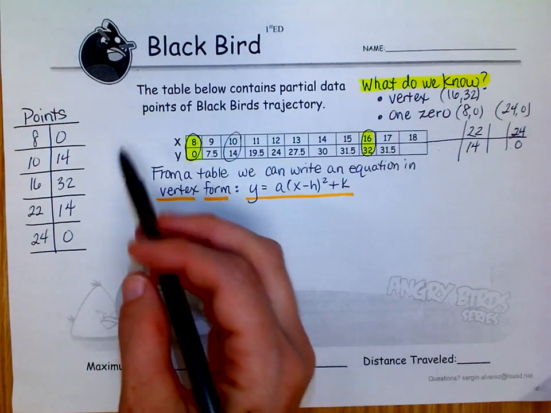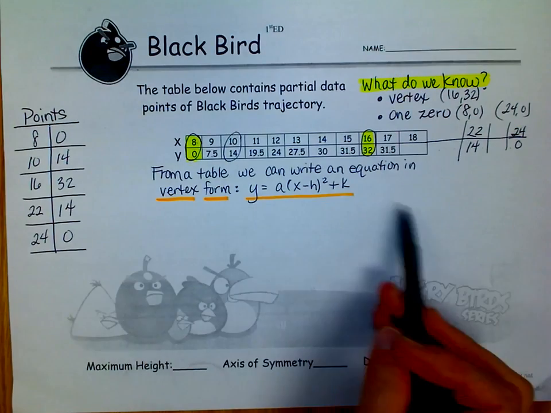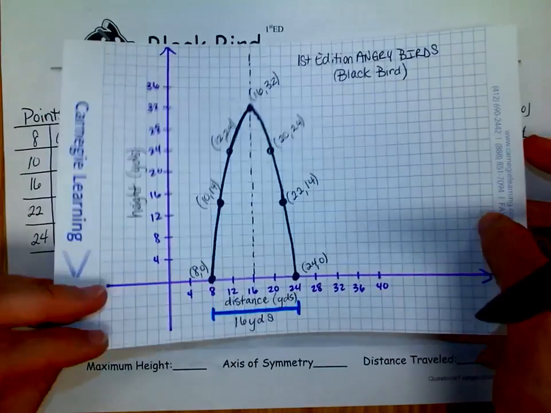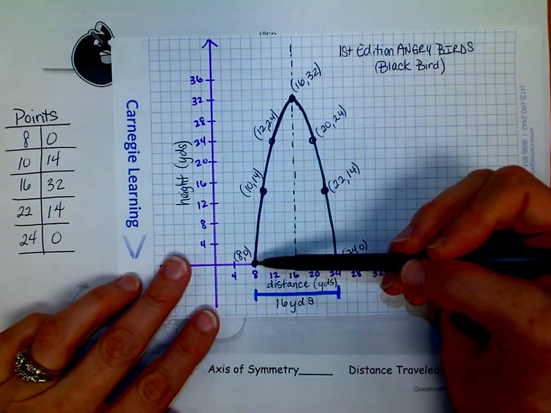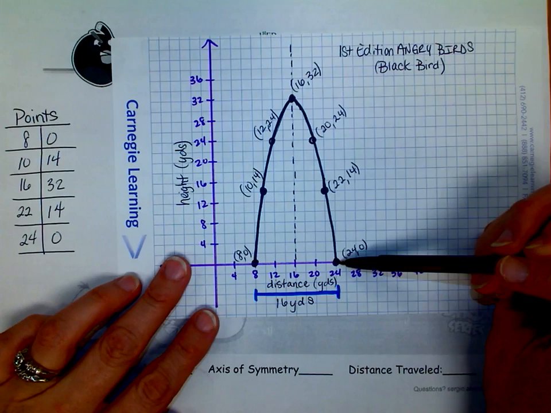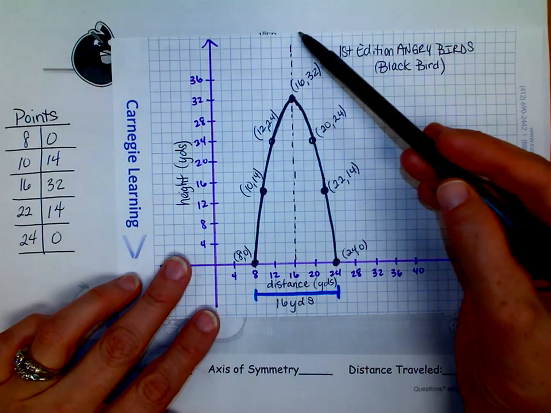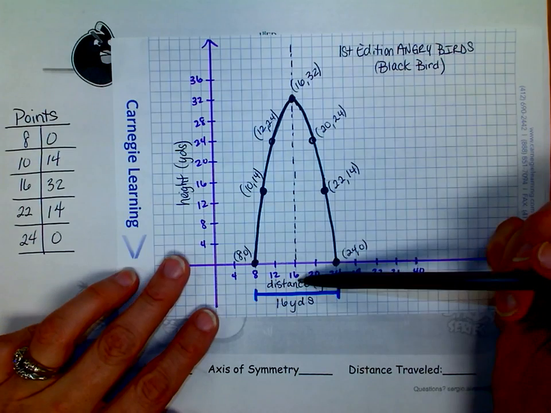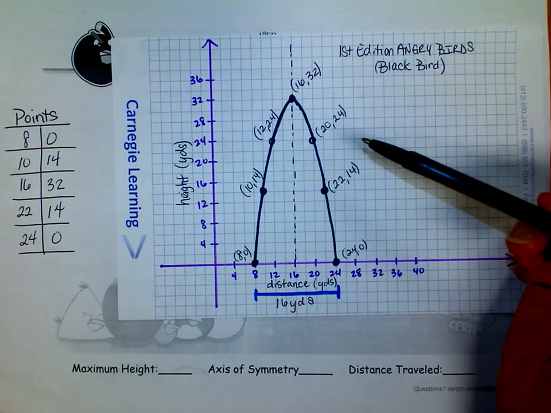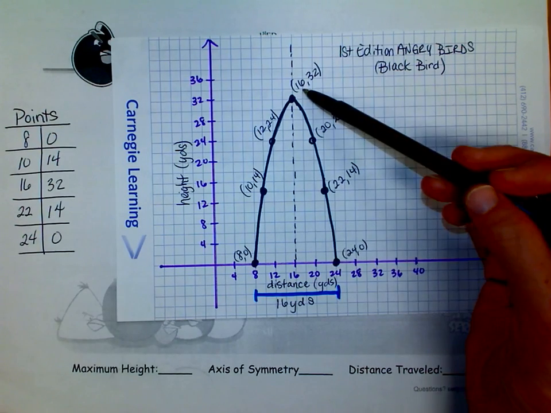Now before we go any further, let's stop and take a look at the graph of what we would have so far, and then we're going to write this equation. So here's the graph. I've taken some of these points that we talked about, our two zeros at (8, 0) and (24, 0). There's our vertex. Our axis of symmetry is right here at 16, which you can see on the axis of symmetry, you'll find your maximum height.